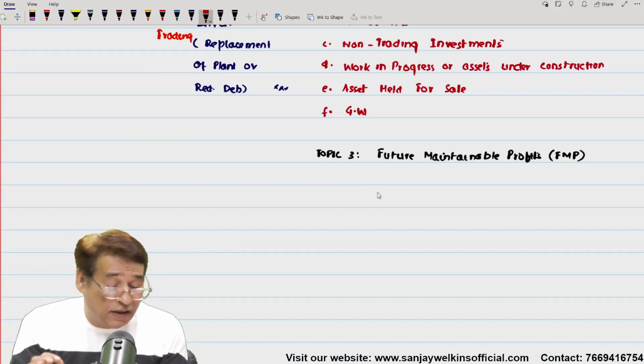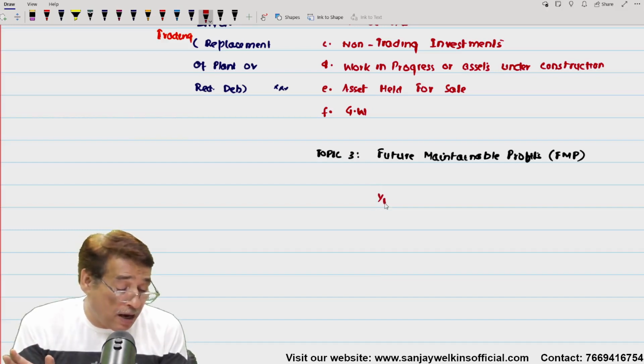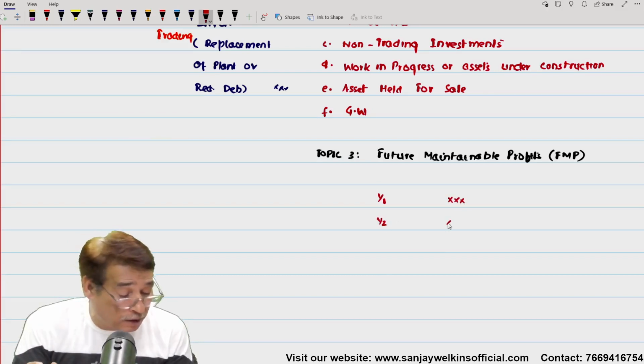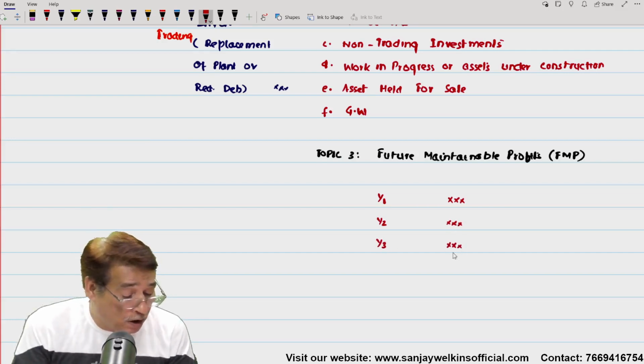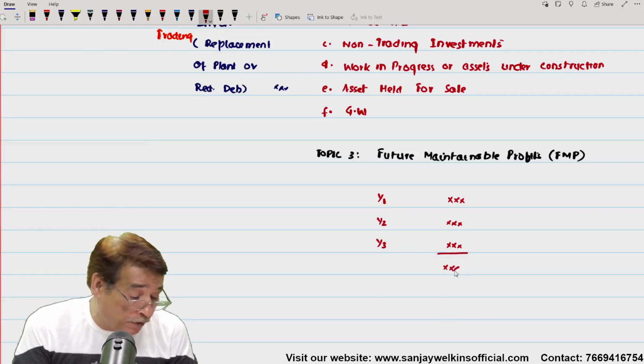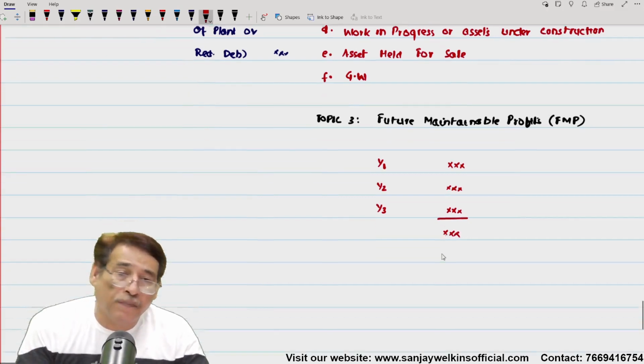Let us say there is a partnership firm of A and B, and profits of year 1 are this much, profits of year 2 are this much, and profits of year 3 are this much. Let us say I have these profits, so I will get the total profits.